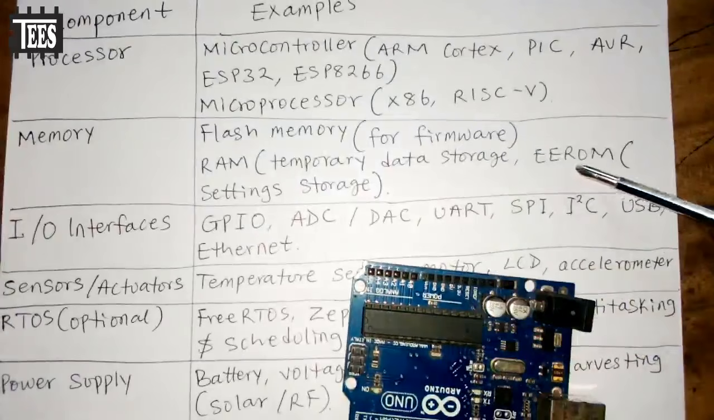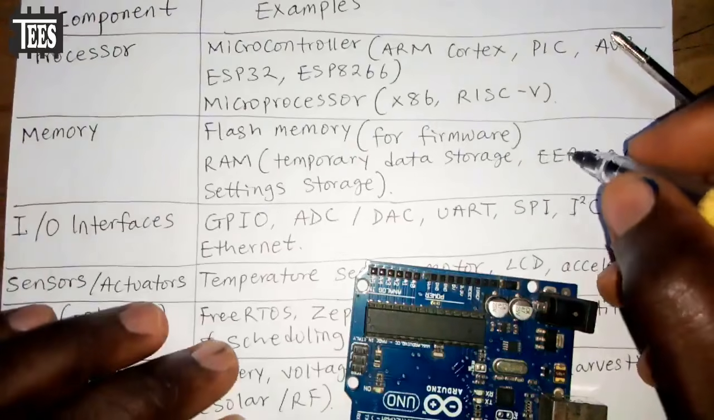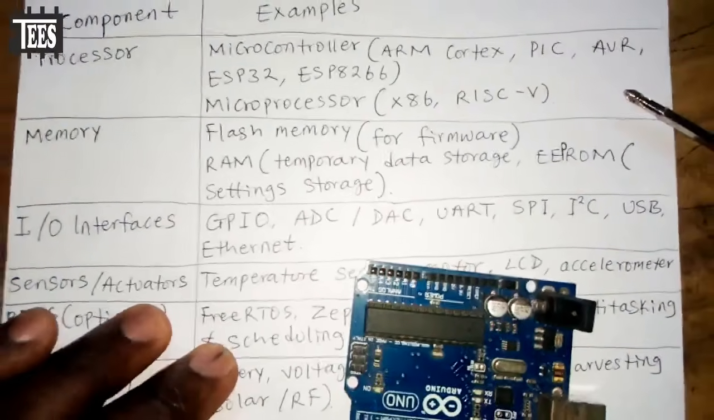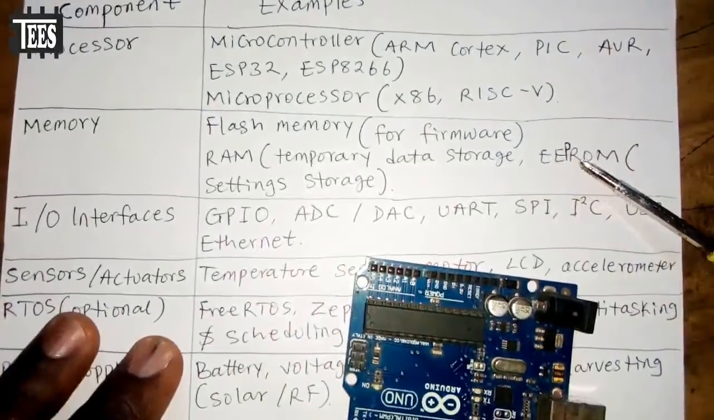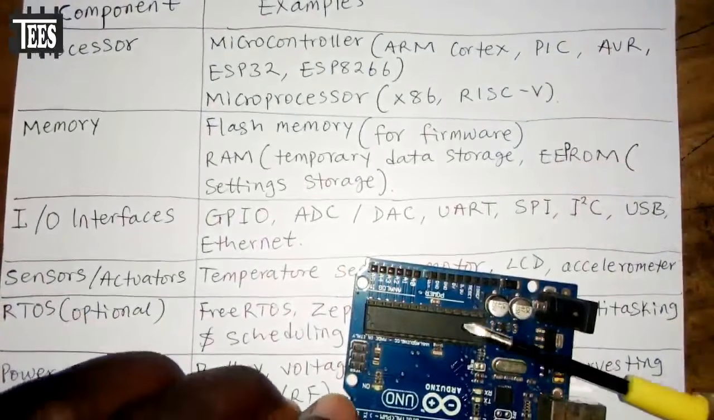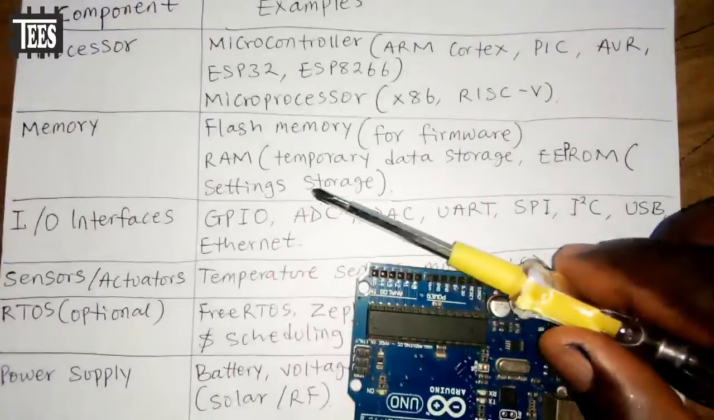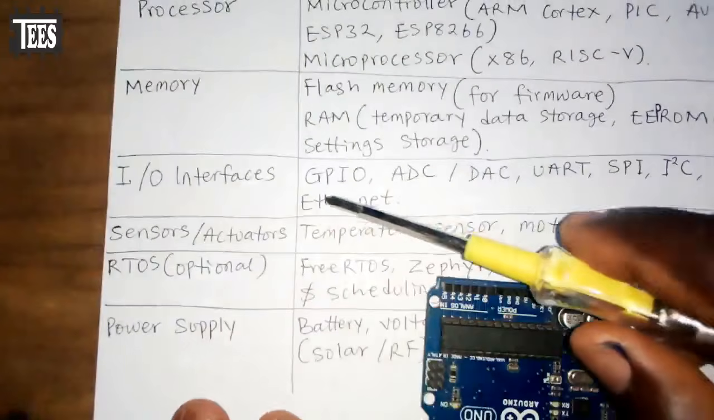Then we also have the EEPROM memory, electrically erasable programmable... Oh, there's an error. It's supposed to be EEPROM. That's electrically erasable programmable ROM, read-only memory. So we also have an EEPROM memory here that is 1 kilobyte. It's used to store settings. So you can see. Then we have the I/O interfaces, or GPIOs.